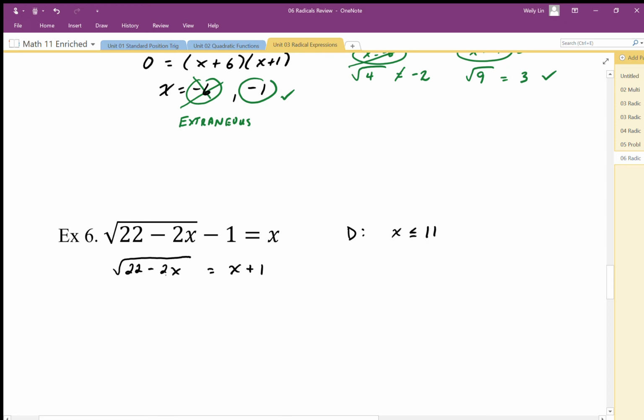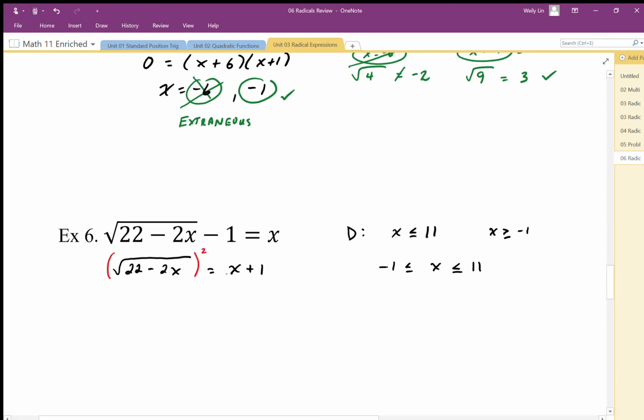10 would work. And the outside restriction: the square root cannot equal a negative, so x must be greater than or equal to -1. So here our domain restriction together looks like this. It's in between -1 and 11. We'll go ahead and solve this algebraically.